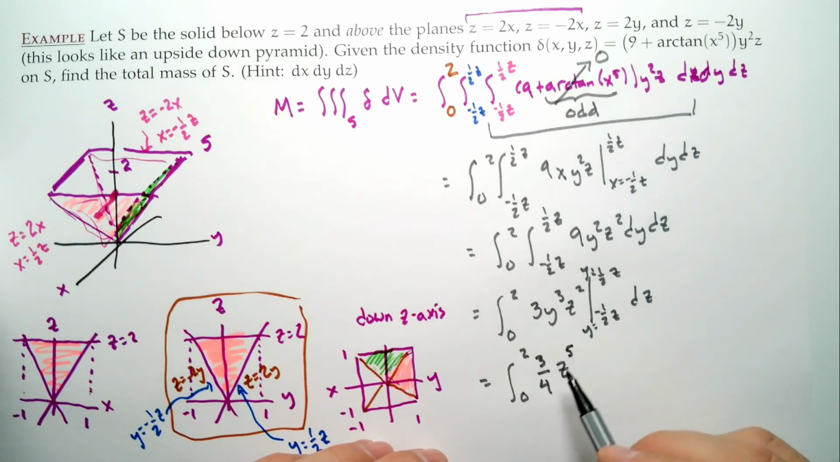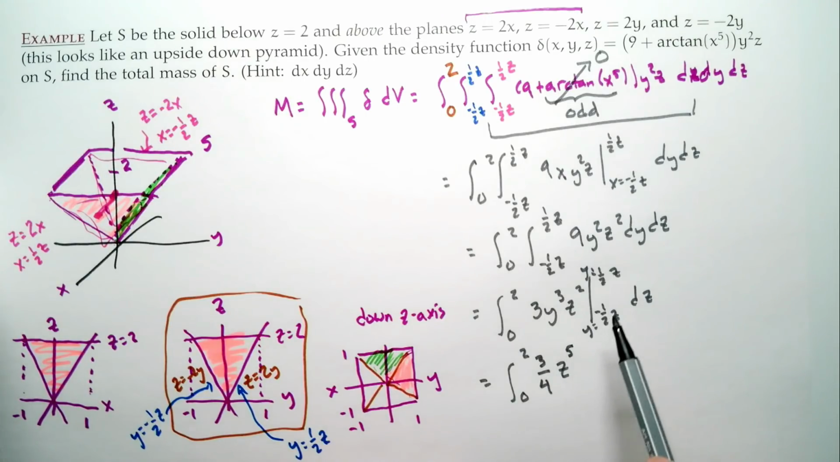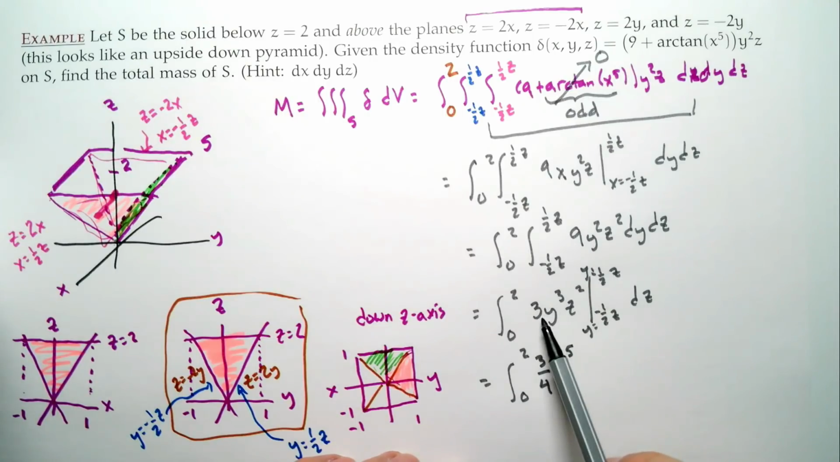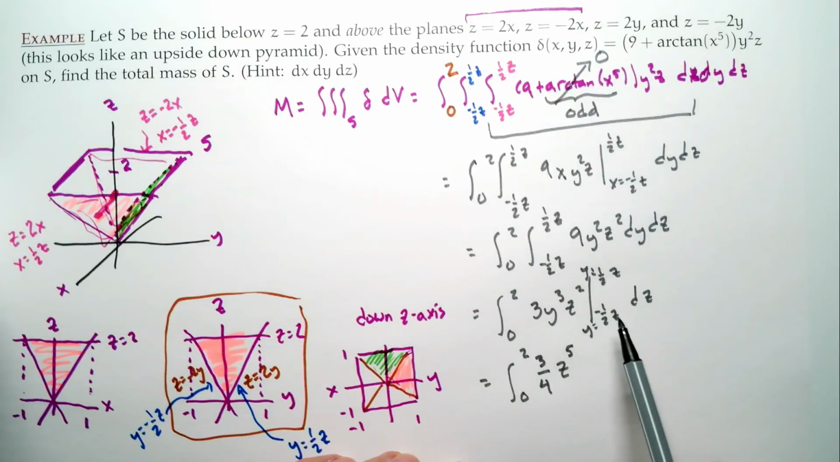3 z to the 5th. Now you might say, whoops, you made a mistake. You said 3/8, but you wrote 3/4. Well, we're going to get positive 3/8 when we plug in a half z, but then we're going to subtract negative 3/8 when we plug in negative a half z, and that combines to give us 3/4. All right, dz. All right, we're getting to the end of the paper, but also the end of the problem. So this is going to be integrate 3/4 z to the 5th. This is 3/24 z to the 6th, evaluated from 0 to 2.